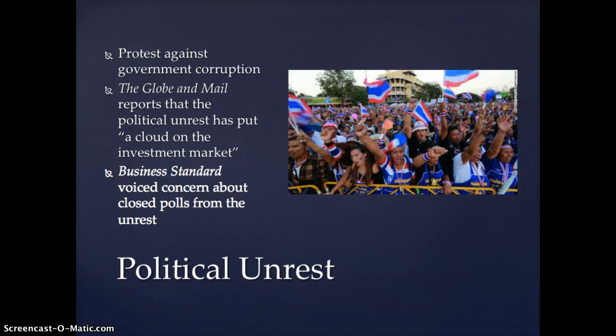On April 11th, the Business Standard voiced the concerns of the U.S. about the closing of polls and the continued political unrest. And the reason is during the spring there was also elections going on, and so because of the political unrest and the riots and protests, they were having to shut down the polls where voting was being taken about who to elect and put into position.